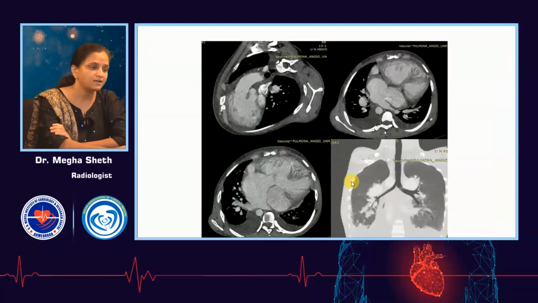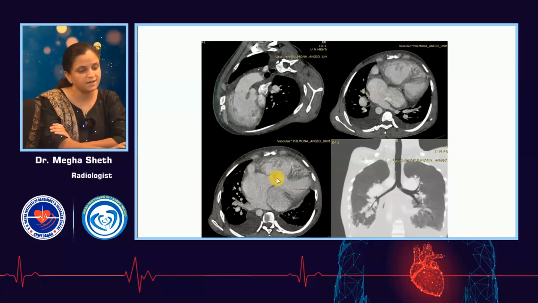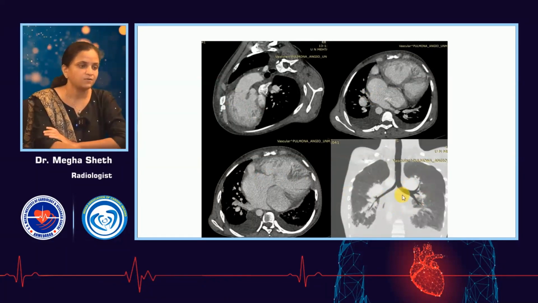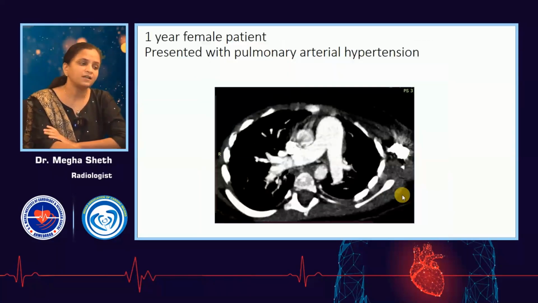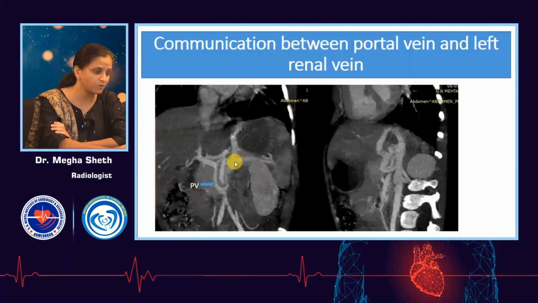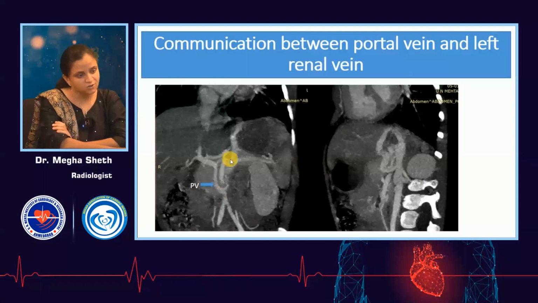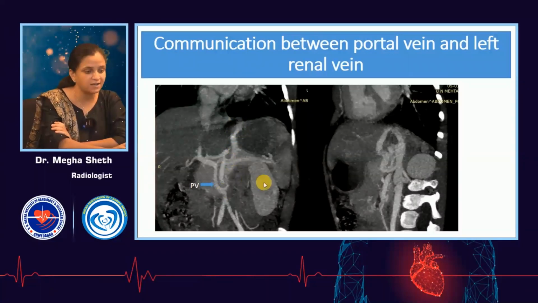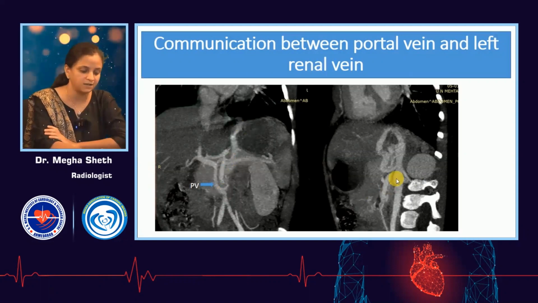This patient had double outlet right ventricle as seen here, atrial septal defect, ventricular septal defect, and situs inversus in the bronchus. Okay. This was a 1 year female patient presented with pulmonary arterial hypertension. We saw this tortuous communication. This is the portal vein, and this entire thing is the tortuous communication that goes up, then descends downwards, and again it was draining into the left renal vein.